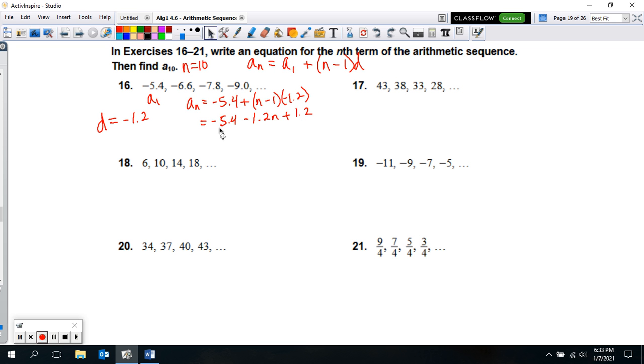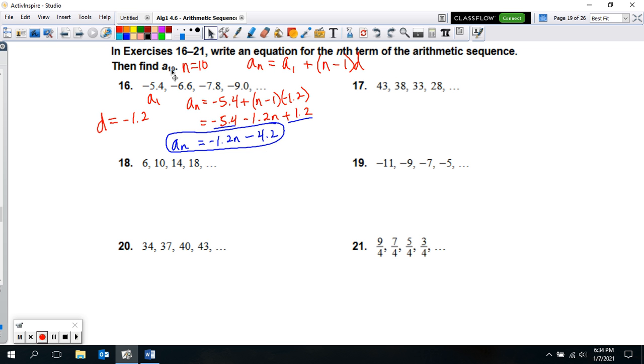And now we can combine like terms with the negative 5.4 and the 1.2. Those are the two that are like terms because they don't have the n. So we're going to put those two together, and we're going to have to subtract them since they're opposite signs. So take 1.2 away from 5.4 and keep it negative. So your answer now is going to be a of n is equal to negative 1.2n, that's like your slope number right there, minus 4.2. Okay, so notice that your y-intercept is not the same thing as the first term. So this is like our y-intercept right here, negative 4.2.